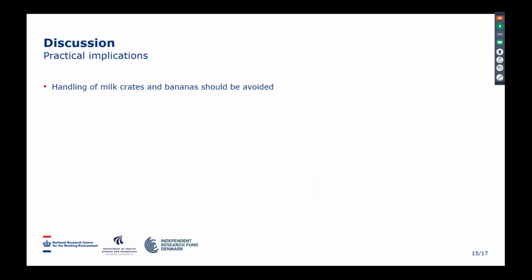So let me briefly discuss some practical implications, or practical advice you can give to the industry based on a study like this. First of all, we would suggest that the handling of milk crates and bananas should be avoided whenever possible. It could be avoided in the sense that how they receive them from the producers can be changed if there's enough motivation or will to do so, or they can be repacked and handled one at a time or in a different way when they reach the shop.